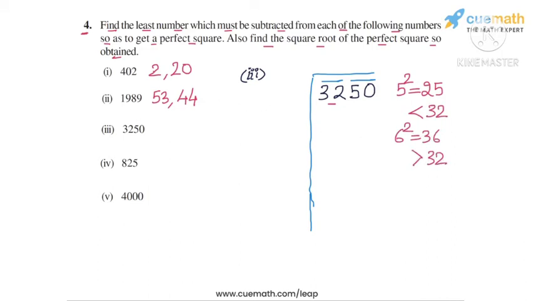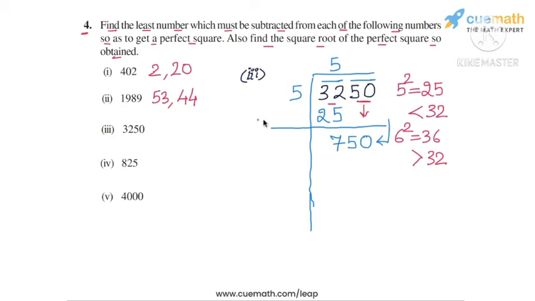But if you take the next digit 6, then 6 square is 36, which becomes greater than 32. So the divisor in the first step will be equal to 5, and it will also become the first digit in the quotient, and 5 into 5 is equal to 25. Now if you subtract 32 minus 25 you get 7, and then you take these digits 50 and bring them down, and you get 750 as your dividend for the second step.